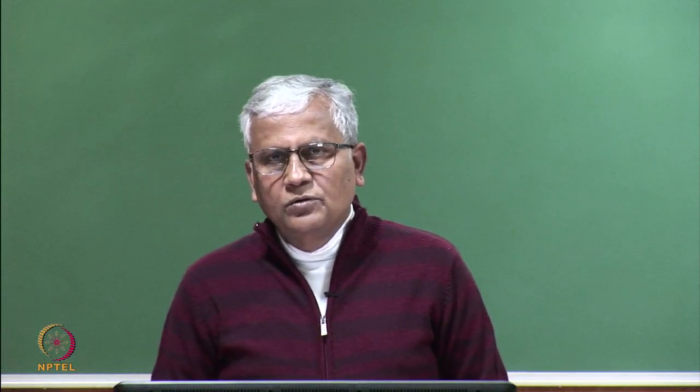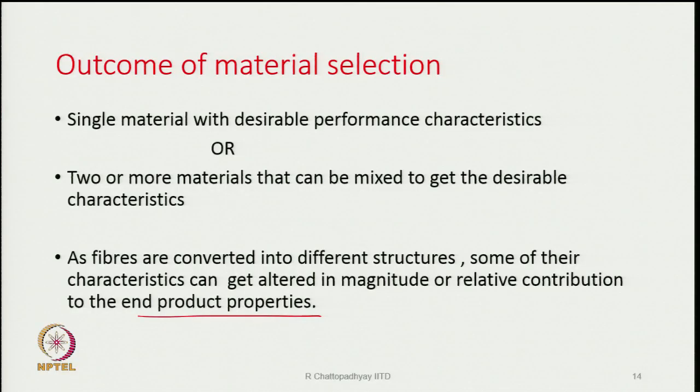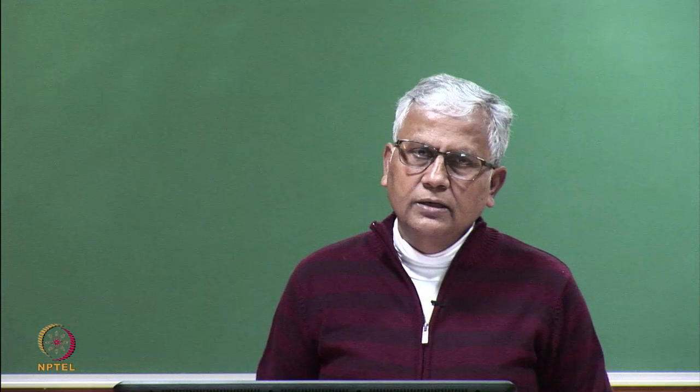This possibility could be there, or we may be able to change some of the characteristics by giving different types of finishings to the final product. We can make certain characteristics more visible or some characteristics remain subdued. This is also possible. That depends upon the processing part of the material, but the fiber also can play a role.